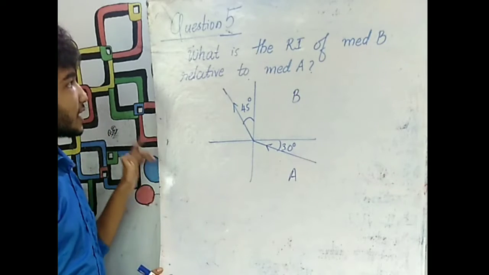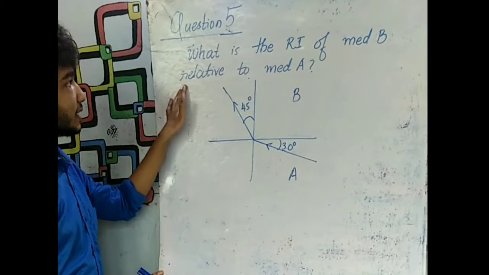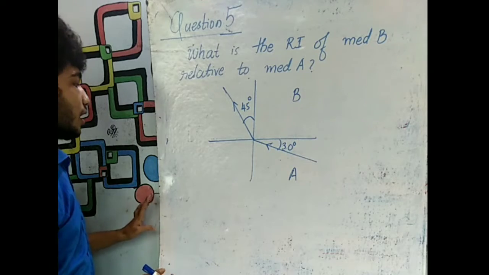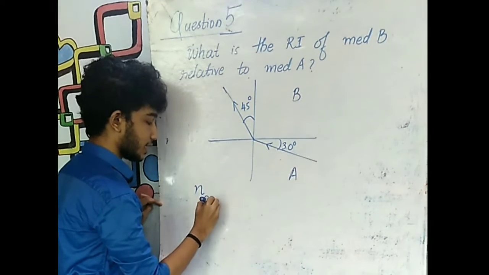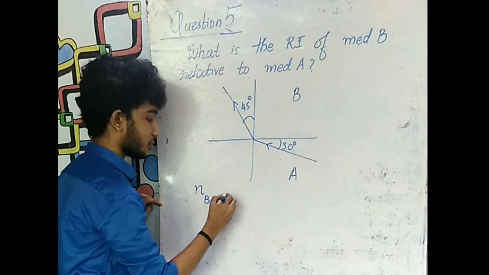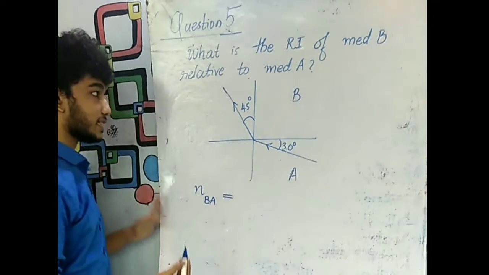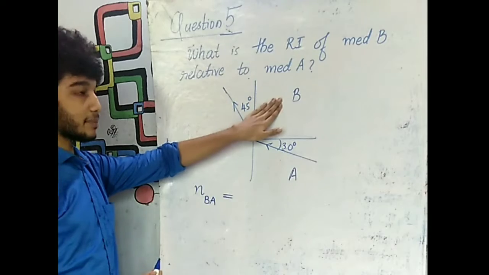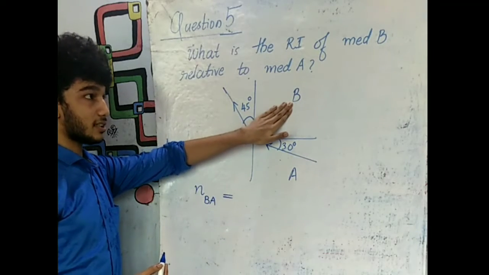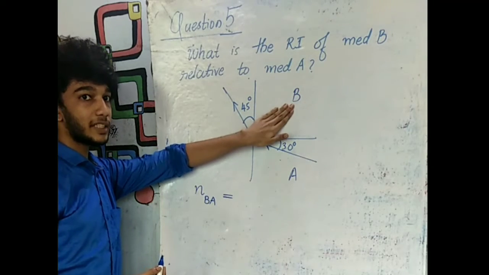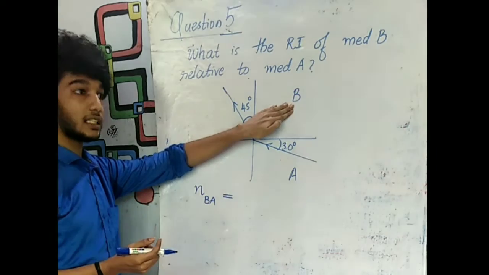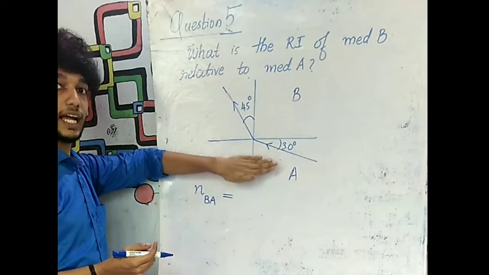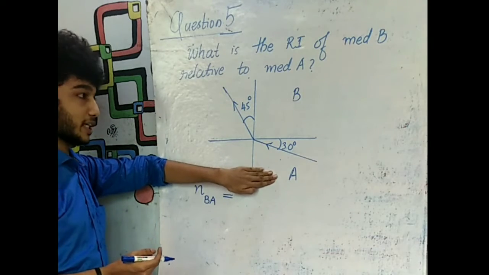So how can we find the refractive index of medium B relative to medium A? The refractive index of medium B with respect to medium A is equal to what? This is the medium whose relative refractive index is to be found out. Therefore, the sine of which angle should come in the numerator? Sine of this angle. The angle of incidence should come in the numerator.